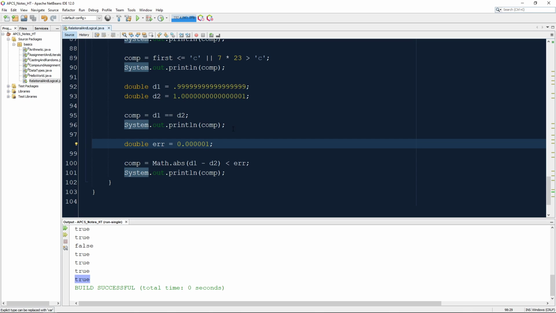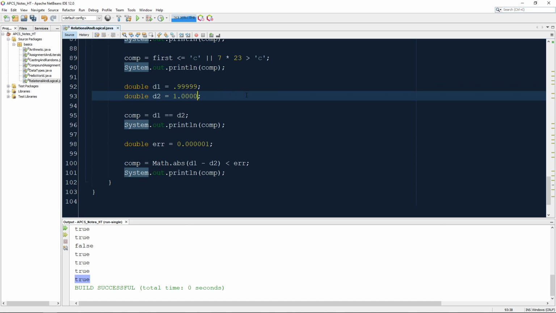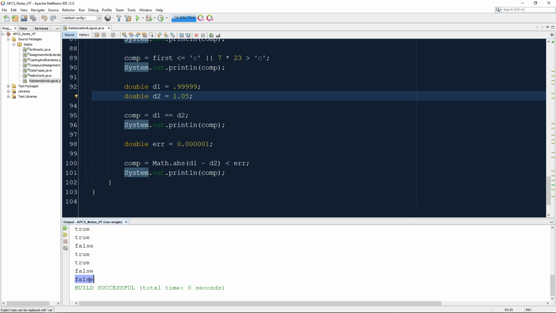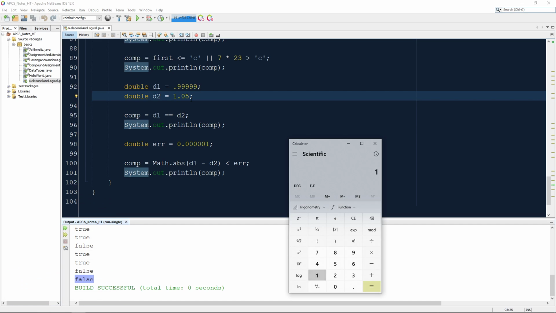Now let's make this a lot smaller. Let's change the numbers. So let's put one at 0.9999. Oops, too many dots. And then one at 105. Are they equal to each other? The answer is no. Because if you subtract the two, I'm going to do it using a calculator, just so we can see the exact number.